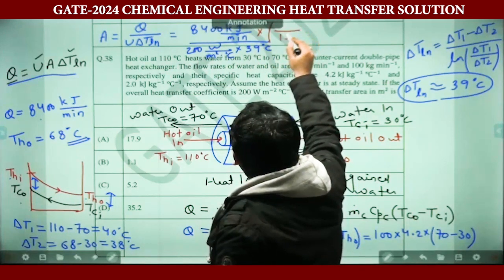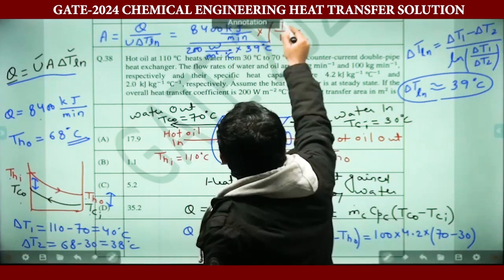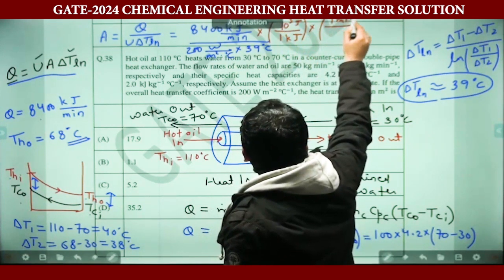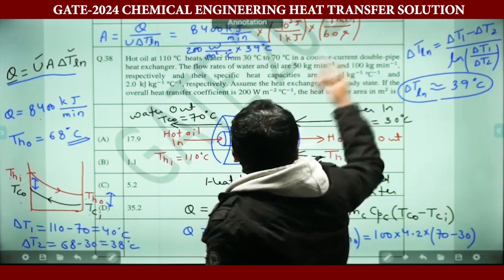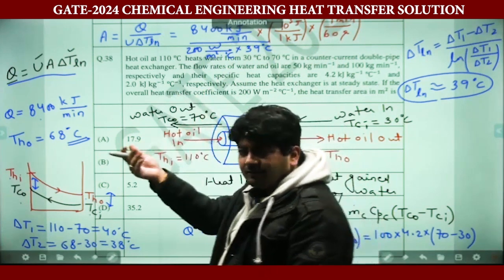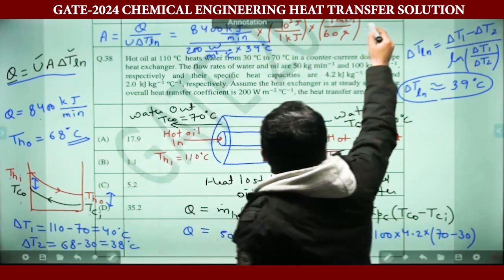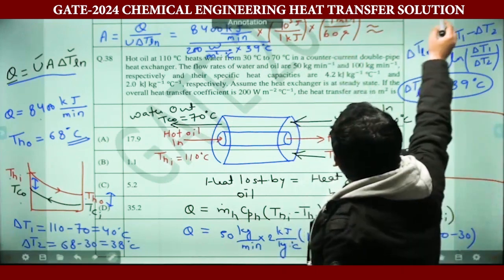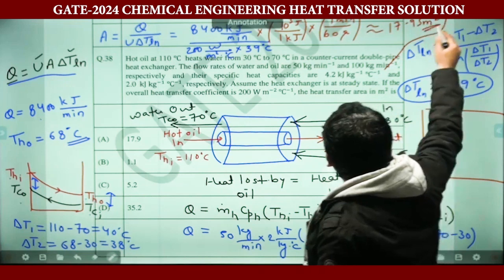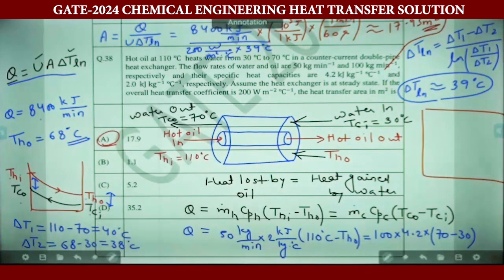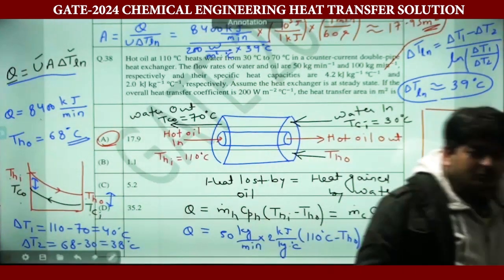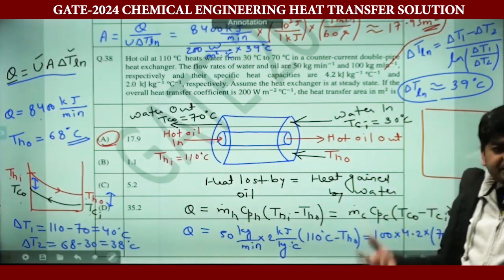So we know that 1 kilojoule is equal to 10 to the power 3 joule, and 1 minute is equivalent to 60 seconds. So now this will be converted into joule per second, and you know that joule per second means watt. So when you solve this, you will get A equal to 17.95 meters square, which is option A. Okay, so this is something about heat transfer, guys, which was very easy, all the 4 questions in this year's paper, direct equation based.